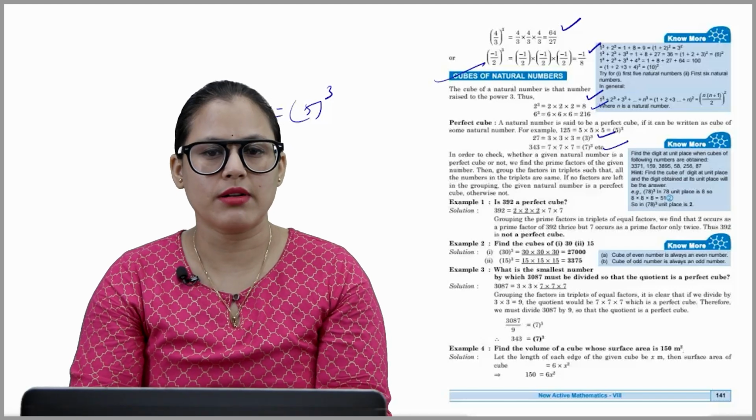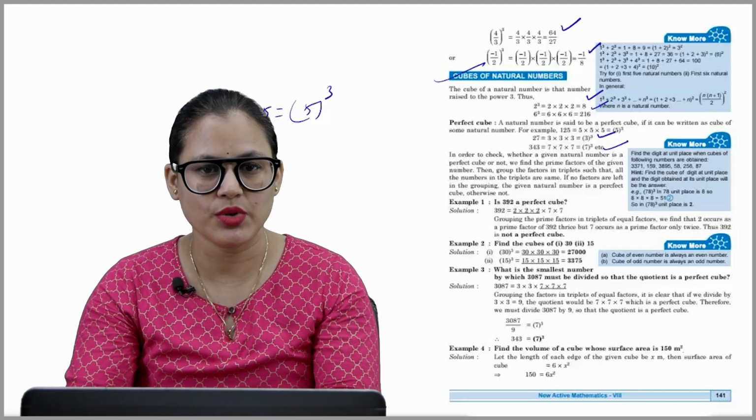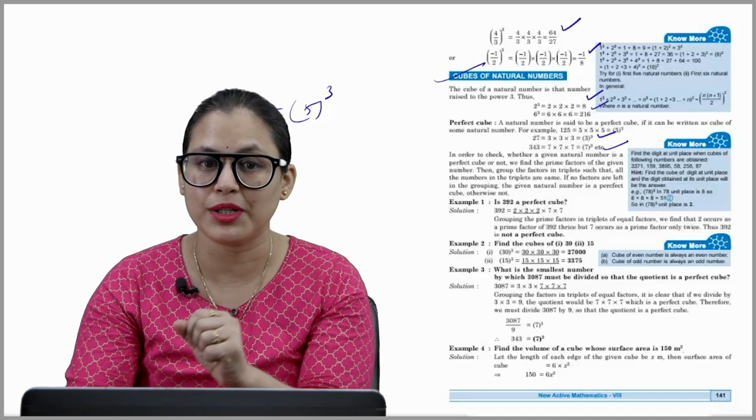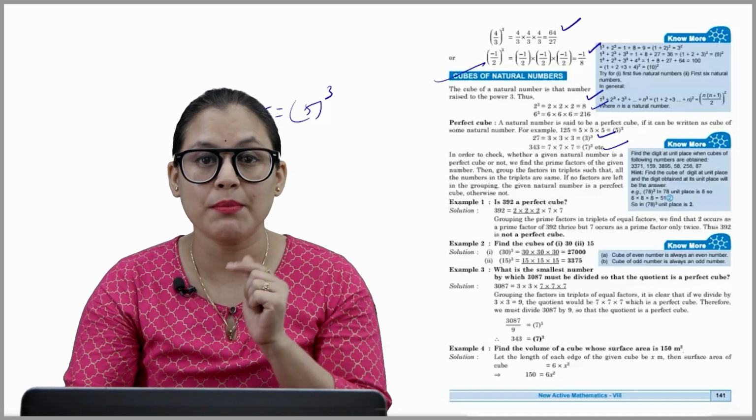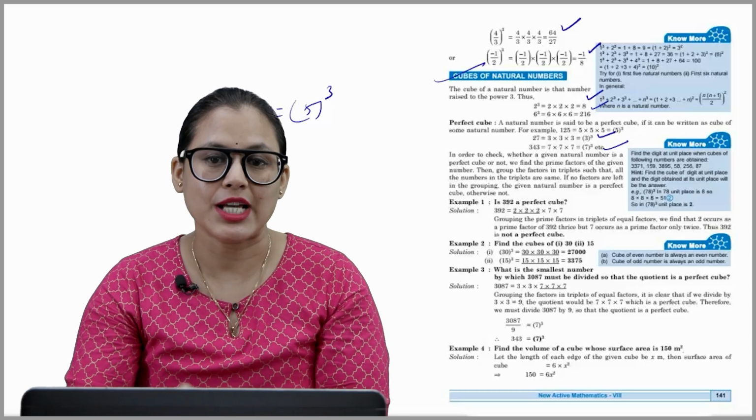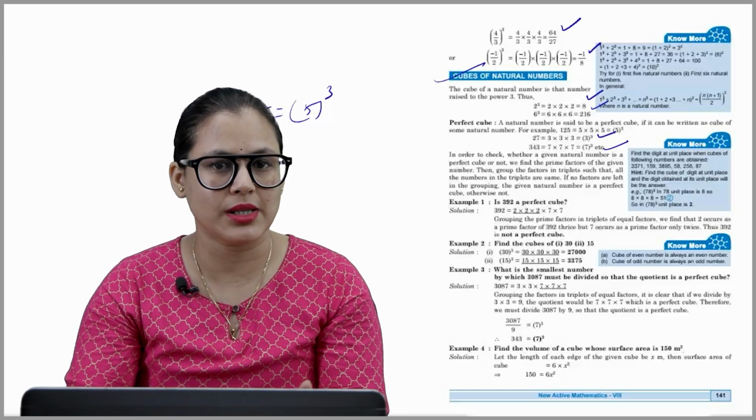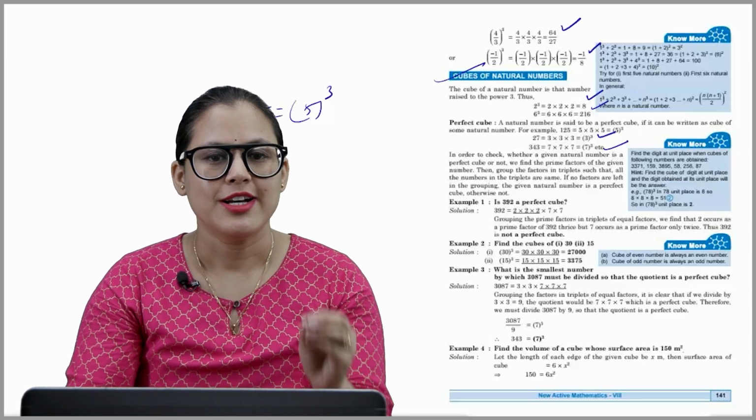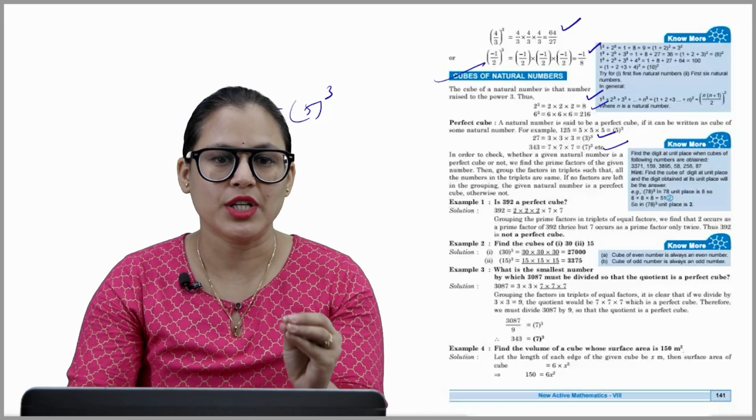In order to check whether a given natural number is a perfect cube or not, we find the prime factors of the given number. Then group the factors in triplets. Okay, this time we will form the group of triplets such that all the numbers in the triplets are the same. If no factors are left in the grouping, the given natural number is a perfect cube, otherwise not.